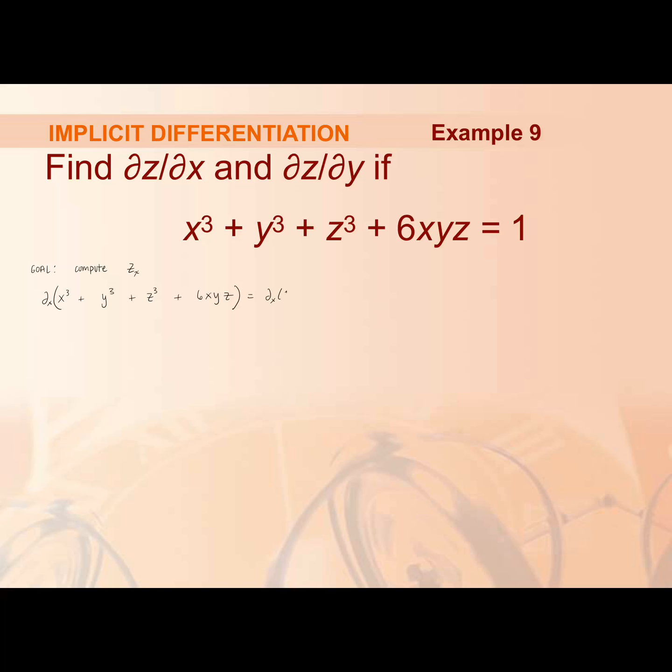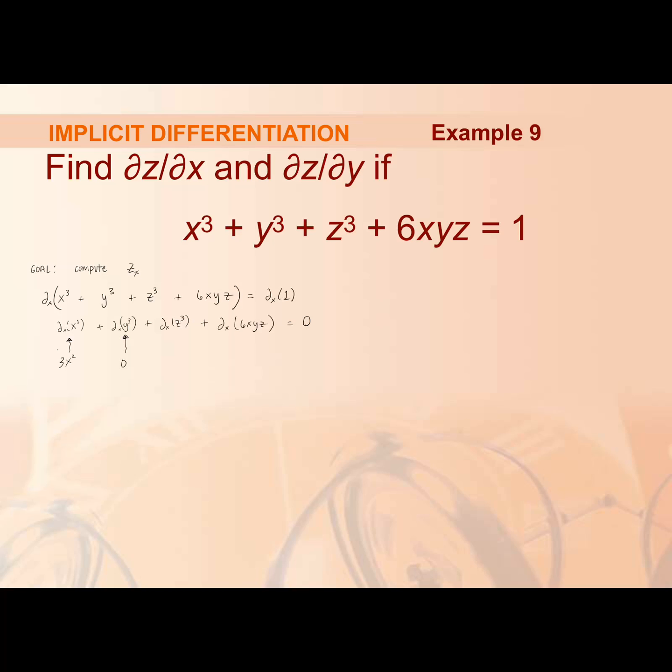So partial with respect to x of 1. Now, on the left-hand side, of course, I can split this up: the partial with respect to x of x cubed plus the partial of y cubed plus the partial of z cubed plus the partial of 6xyz. On the right-hand side, I'm just going to have 0 because the partial of 1 is equal to 0. Now the partial of x cubed with respect to x is just going to be 3x squared. The partial of y cubed, that's just going to be 0.